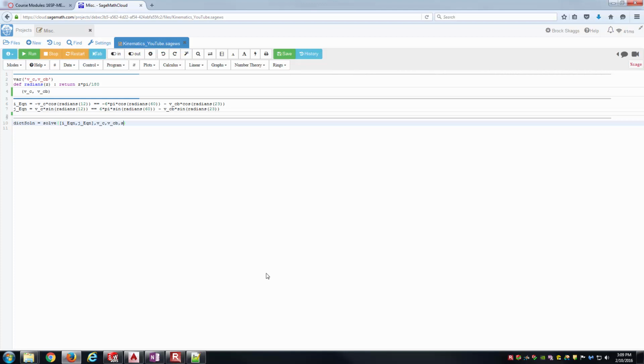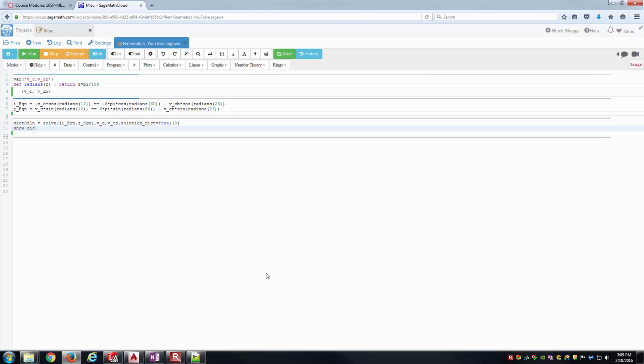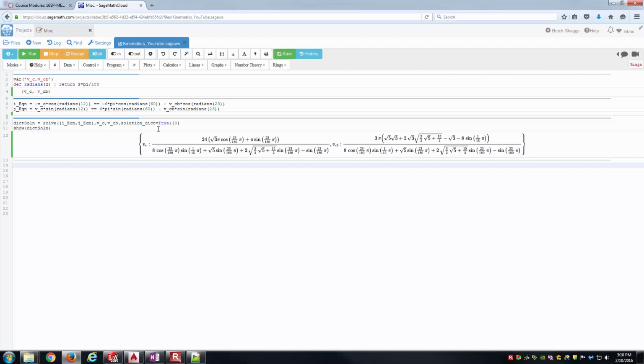And I'm going to put one optional parameter in here, that solution_dict needs to be true, and I'll grab the first element in the list. So what that should do, if I show the dictionary solution, is provide us with the values for V sub C and VCB relative to B. At this point you can see the exact solutions here, which aren't really as useful as one would think, because I would like to actually know a number instead of the fraction.